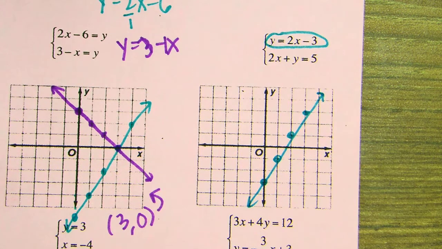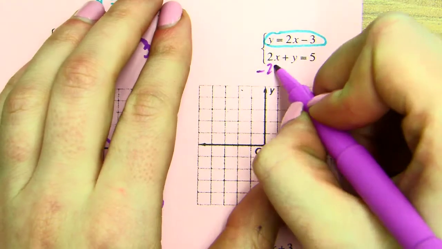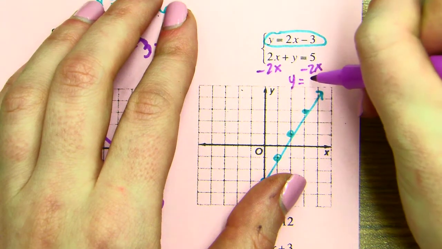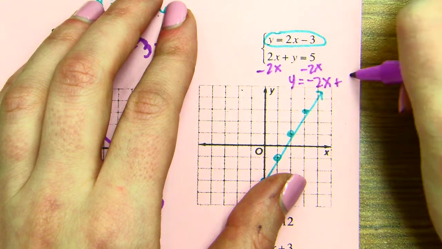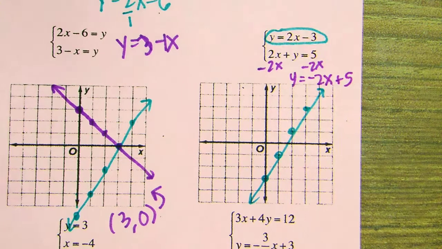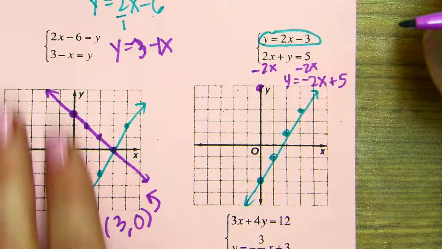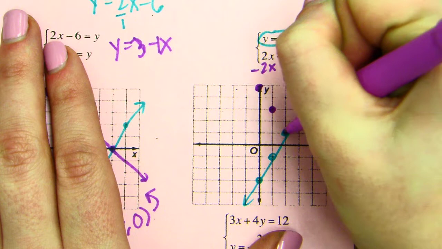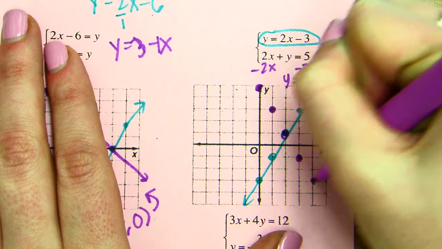The other one is not in slope-intercept form. It's close, but I need to get the y by itself. So I'm going to subtract 2x from each side. So I get y equals -2x plus 5. That means my y-intercept is 5, and my slope is -2. -2 as a fraction is -2 over 1.